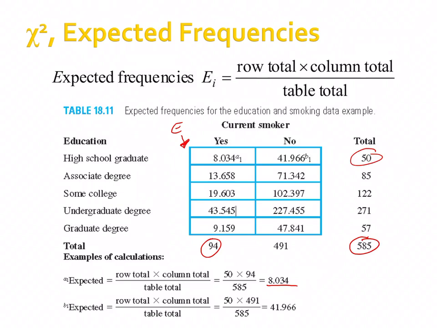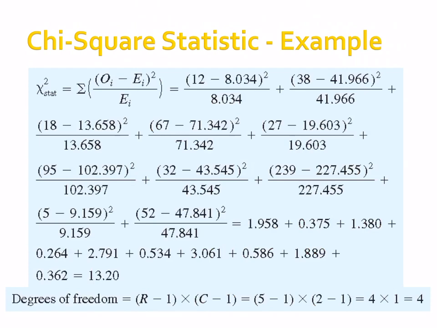And you do this for all the values, where expected equals row total times column total over table total. Once again, we're doing our 50 over the new row or column total divided by the total, and then these values get placed in for your expected frequency values. And then we actually get to our whole statistic. So let's look at this again.